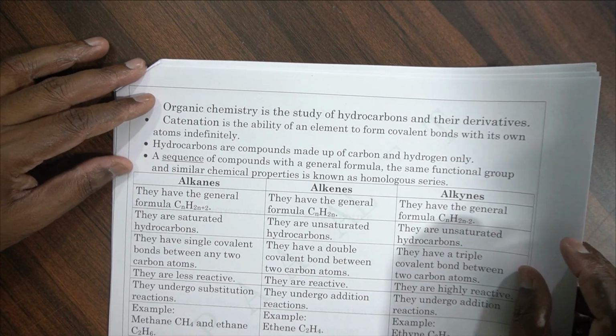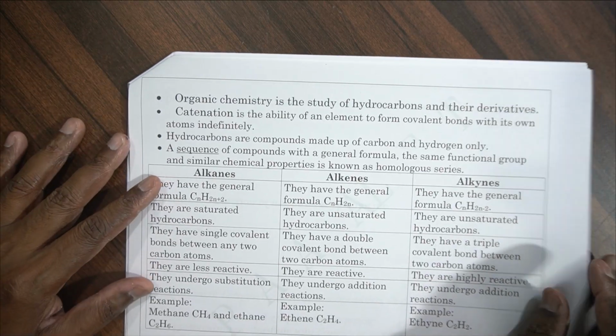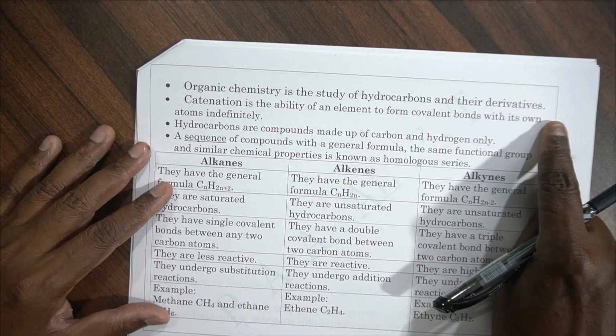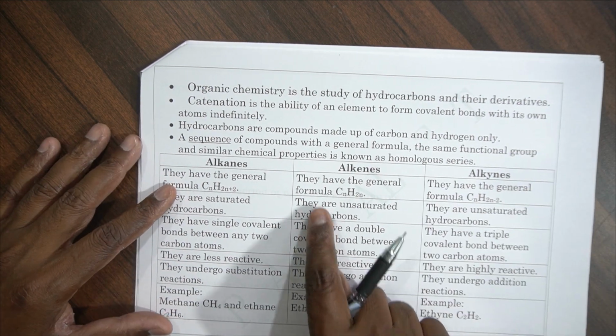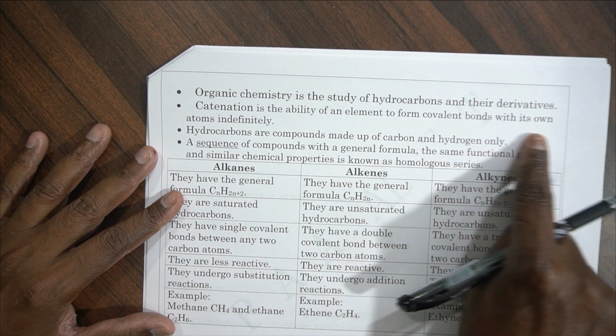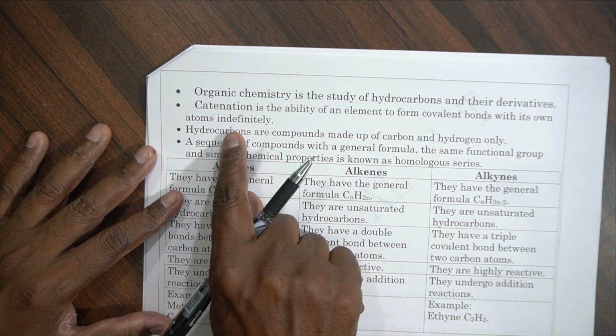And now let us move into the other topic. Another topic is organic chemistry. What is organic chemistry? The definition of organic chemistry: the study of compounds of carbon, or the modern definition is the study of the hydrocarbons and their derivatives. Because hydrocarbons are the parent organic compounds and all other compounds are supposed to be derived from hydrocarbons. So this is the modern definition of organic chemistry. Then catenation, another definition that can be asked, is the ability of an element to form covalent bonds with its own atoms indefinitely.